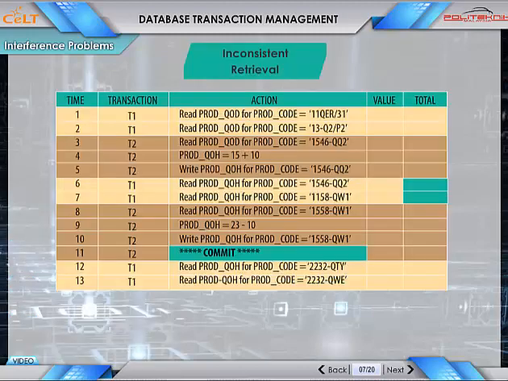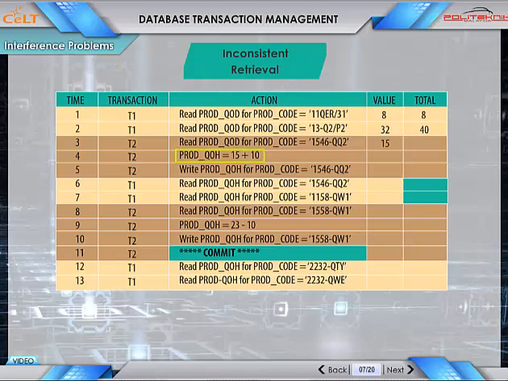Inconsistent retrieval. This occurs when a transaction reads several values, but another transaction updates some of the values while the first transaction is still executing. First, the value is 8 and the total remains 8 for the first transaction. Second, the value is 32, so the total will be 32 plus 8, resulting in 40. Third, the stored value for the second transaction is 15.